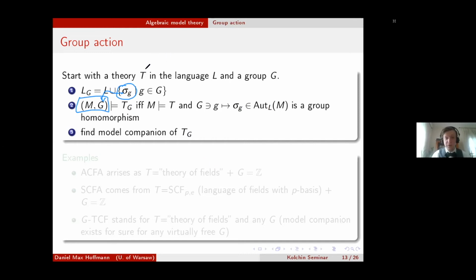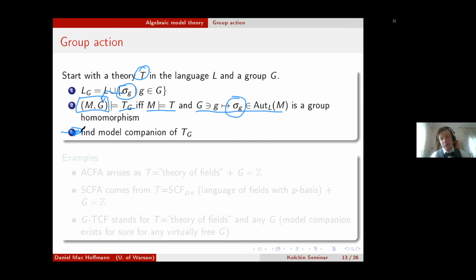So you start with theory T and then you define theory TG. If M is a model of T, then this map, taking G to sigma G, is a group homomorphism. In other words, the sigma G's define a group action. So if you take sigma G and sigma H, it corresponds to sigma G times H. And the next step, which is less obvious and more difficult, is to find the model companion of TG.